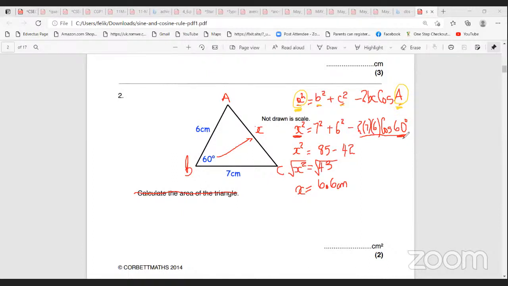So normally you're accustomed to using half base times height. That's when you have a right angle triangle. This is not a right angle triangle. So we're going to find the area of this triangle. Does anyone know the formula to use?